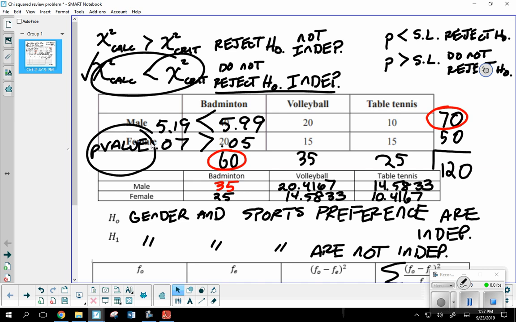All right, there we go. That is chi-squared. Yay. Okay, questions. How we doing?